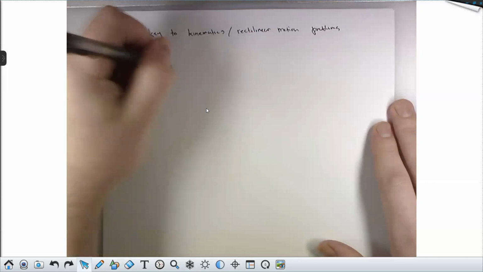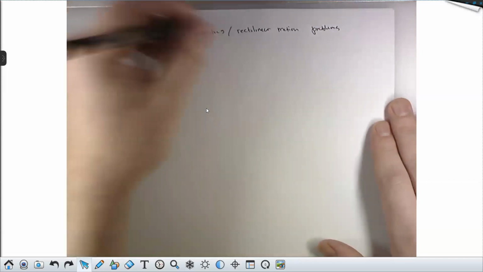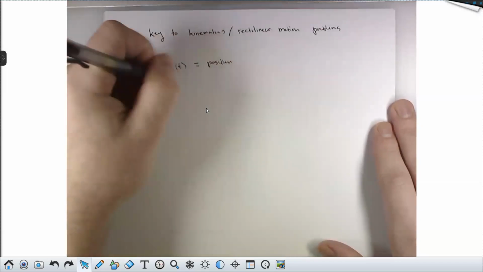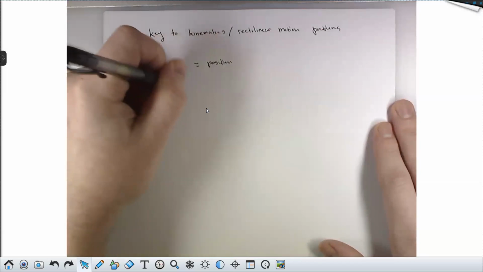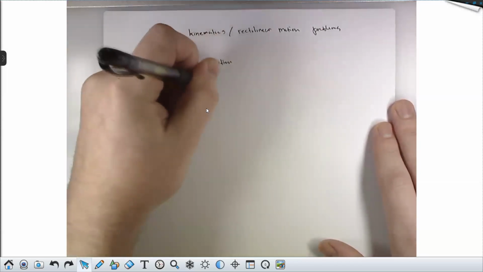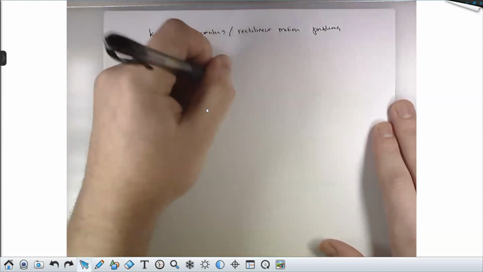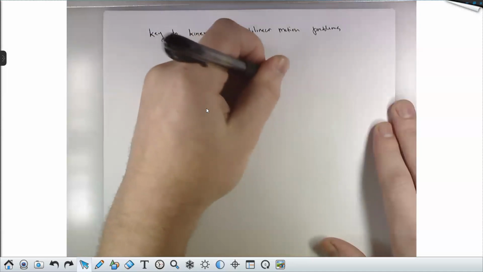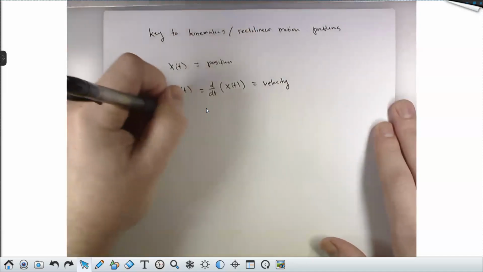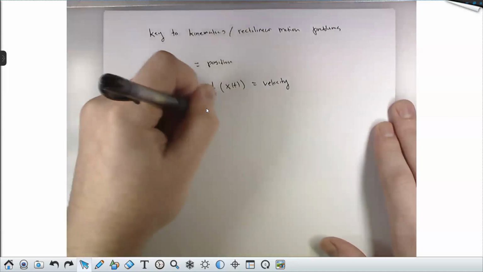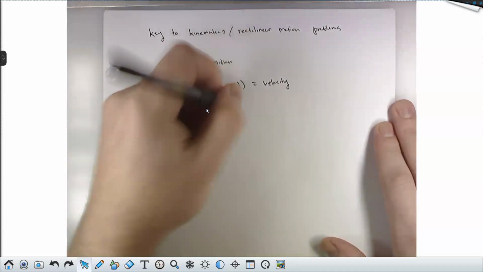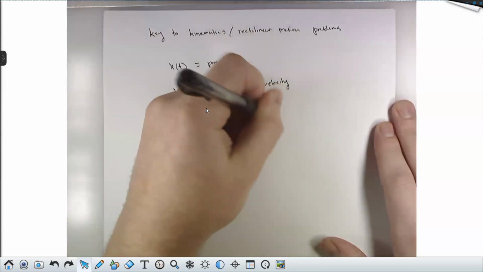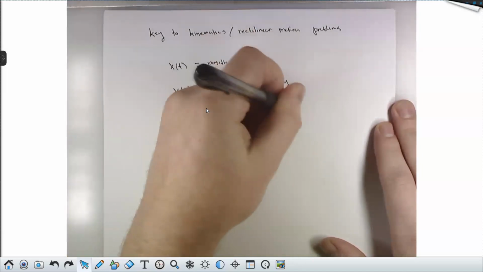Is that you have your position, which is usually either x of t or s of t. This is the position function. And then you have your velocity, which is the derivative of your position. And then you have your acceleration, which is the derivative of velocity, or the second derivative, d squared over dt squared, of position.